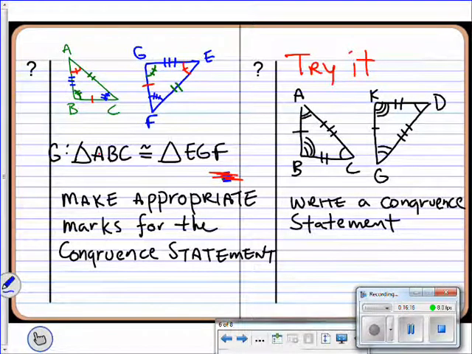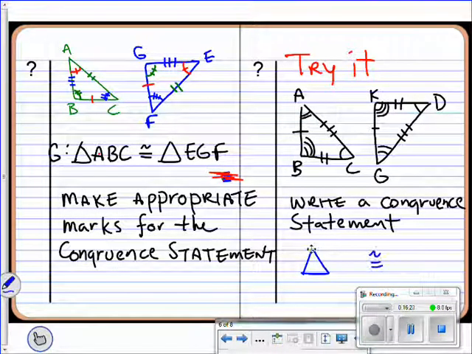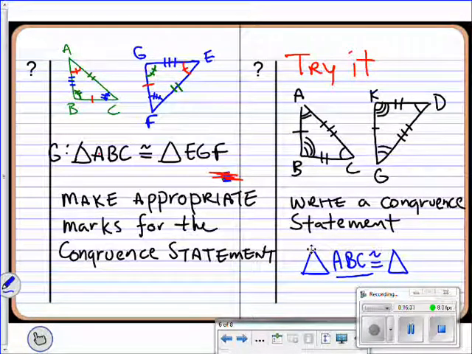Go ahead and put me on pause, see if you can do this one, and just write a congruent statement. Remember, that's triangle blah, blah, blah is congruent to triangle blah, blah, blah. Standard is this very first one that you write, the letters are in alphabetical order, so I'll get you started. A, B, C, and then I'm looking to see what triangle that's congruent to. Remember, order matters. Put me on pause and see how you do.